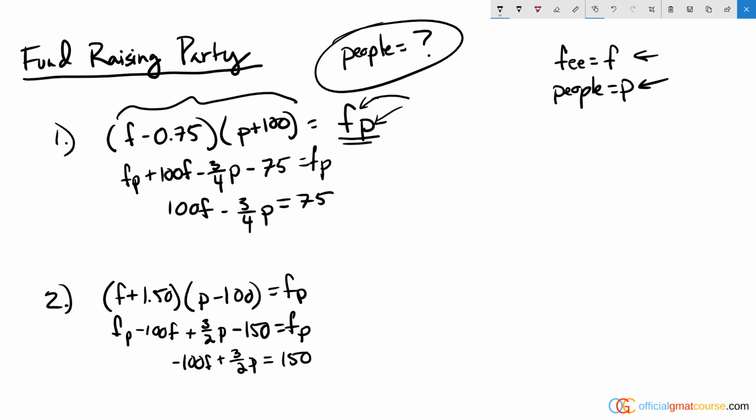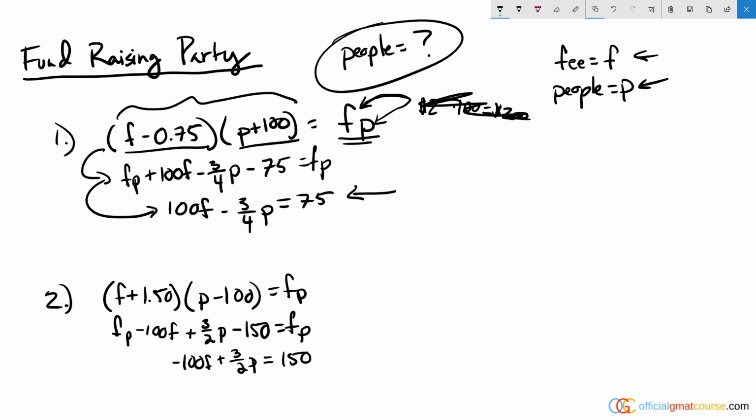Because this is how much money we'd earn if everyone was charged just the normal fee. Like if we had a $2 fee and there were 100 people, it would cost $200. So looking at this and knowing these are equivalent, we can FOIL out this situation here and we'll get this second step. And then we can subtract FP from both sides and move the 75 over to the right, and we get something that looks like this.